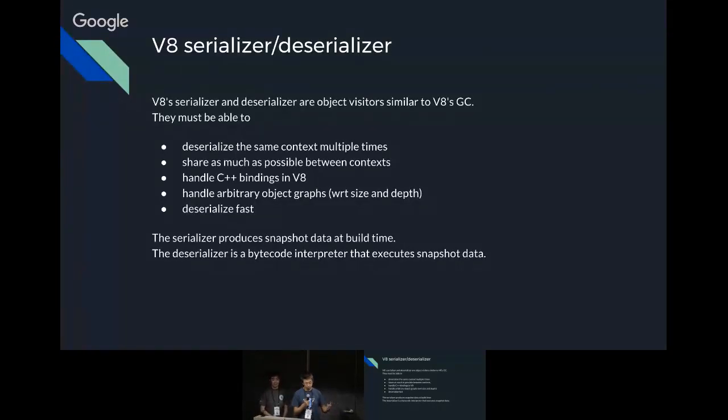An object. So the constructor of that object, for example, links back to the object prototype. And we have to be fast, of course, because that's the entire point of having that at all. So like I said, the serializer produces a snapshot at build time, and the deserializer is essentially just a bytecode interpreter that takes the snapshot data and produces the context from that.